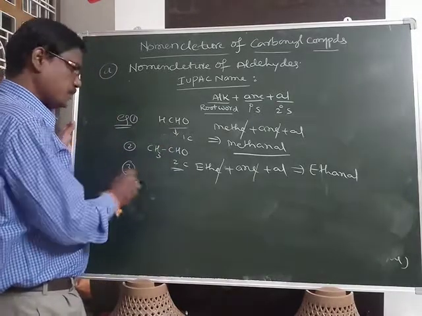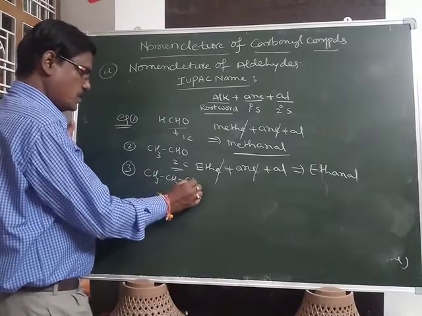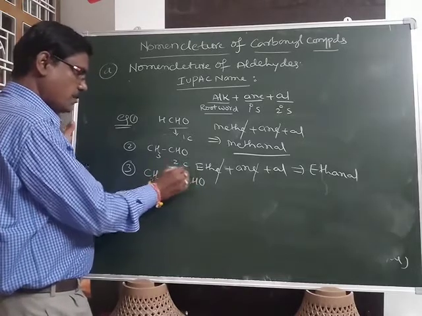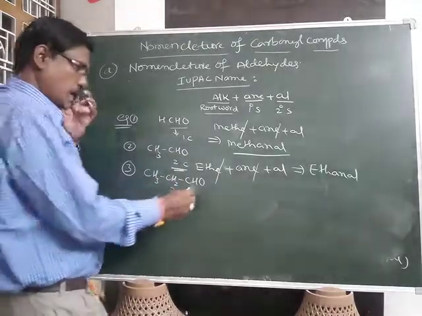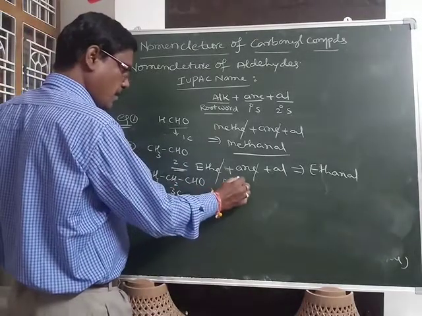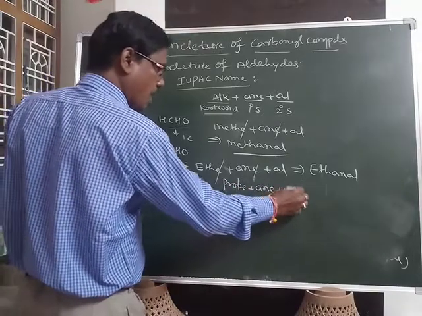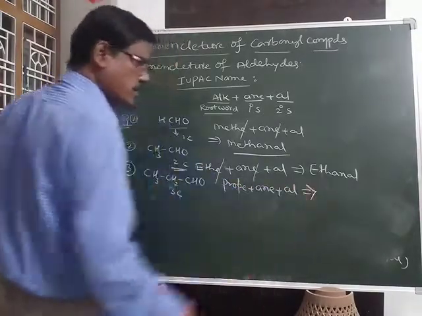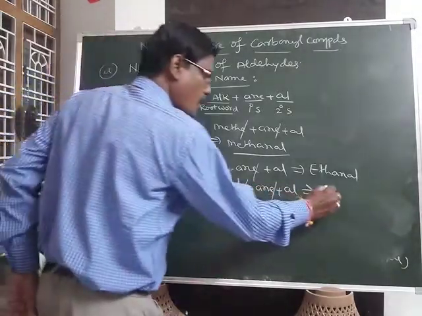Third example, CH3CH2CHO. Here the number of carbons is totally 3 carbons. That's why prop plus ane plus al. By cancelling the e, we will obtain propanal.